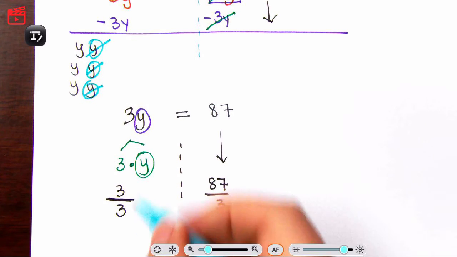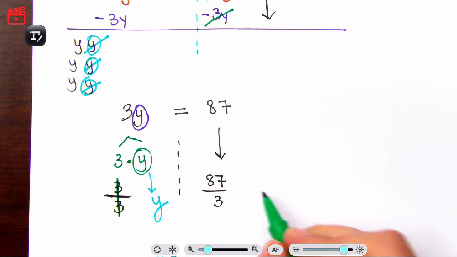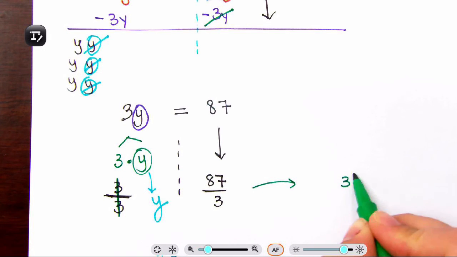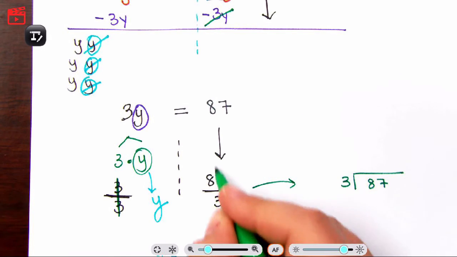Notice how the y did not get touched, so I'm just going to bring it down here. Best part of doing an equation, this undoes each other. That's 1. So I have y is equal to whatever 87 divided by 3 is. Now we can't do this without a calculator, so let's go ahead and do it. 3 goes into 8 how many times? You can do it this way. I prefer not to write it out like this. I just like to do it vertically.